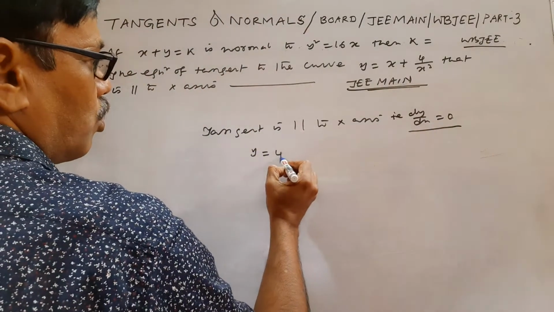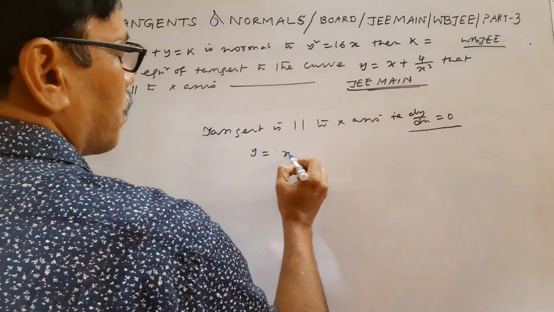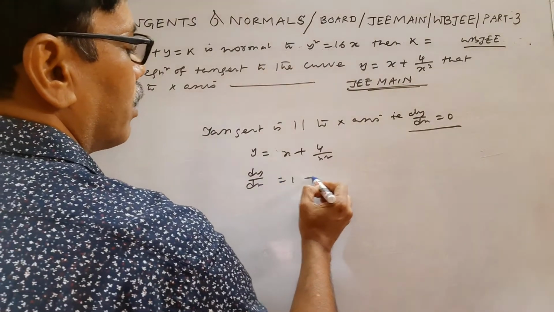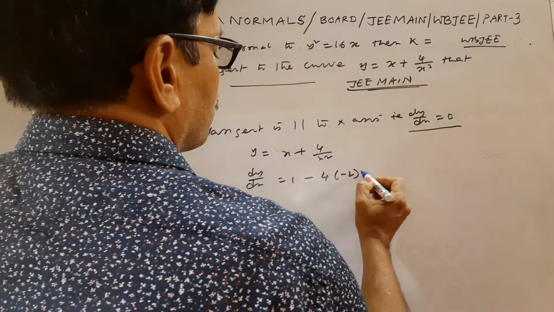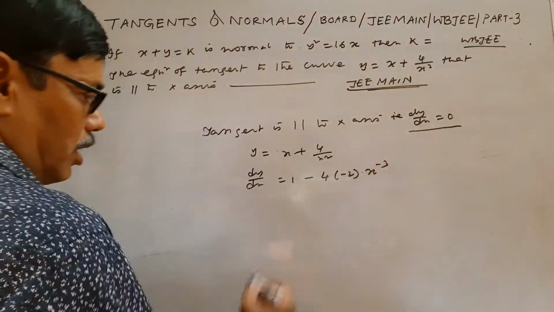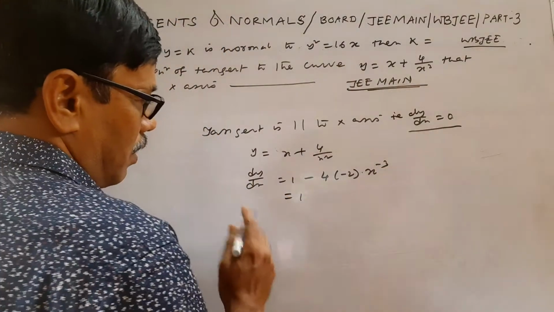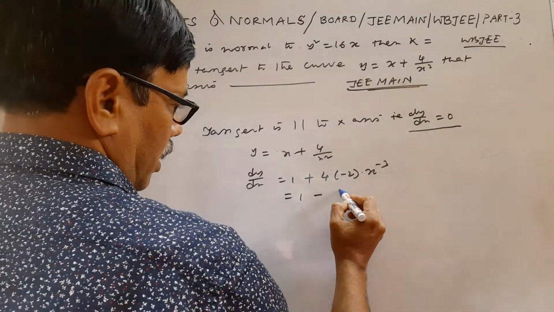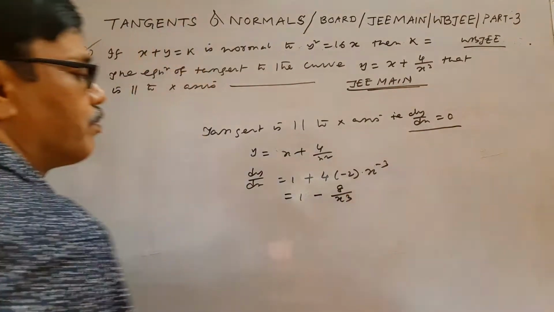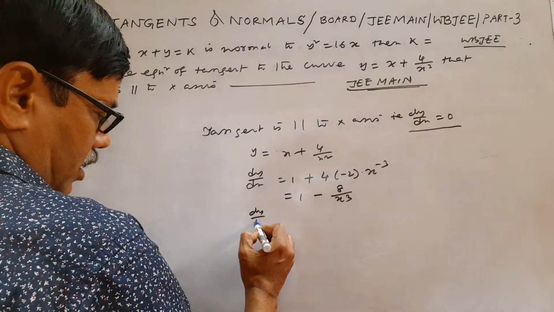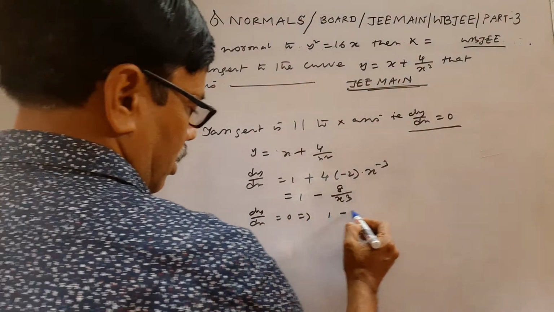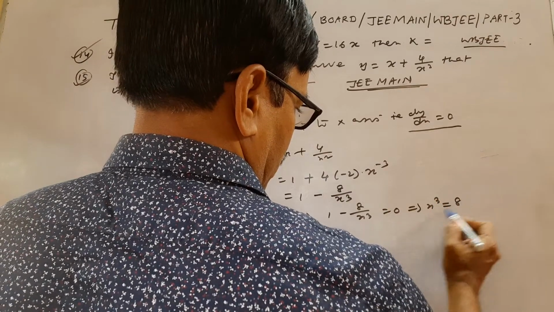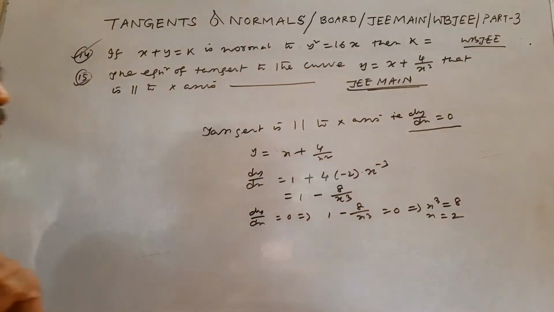Now y equals x plus 4 by x square. So dy dx is 1 plus 4 into minus 2 x to the power minus 3. So 1 minus 8 by x cube. So dy by dx equals 0 implies 8 by x cube equals 1. So x cube equals 8. So x equals 2.